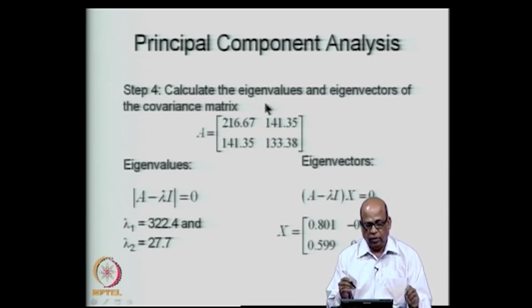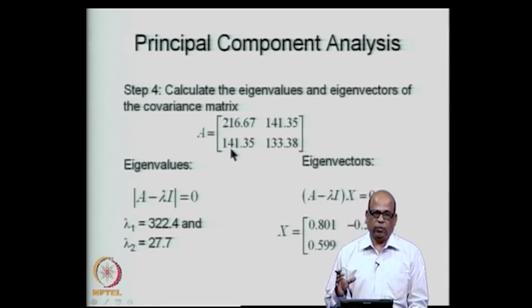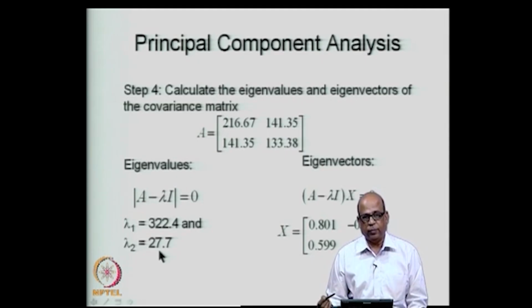How do I get the eigenvectors? Remember, whenever you have a square matrix, to get the eigenvectors, first you obtain the eigenvalues. This is the A matrix, which is the covariance matrix we obtained just now. We use determinant of A minus lambda I equal to 0, where I is the unit matrix. You will get lambda 1 equal to 322.4 and lambda 2 equal to 27.7.